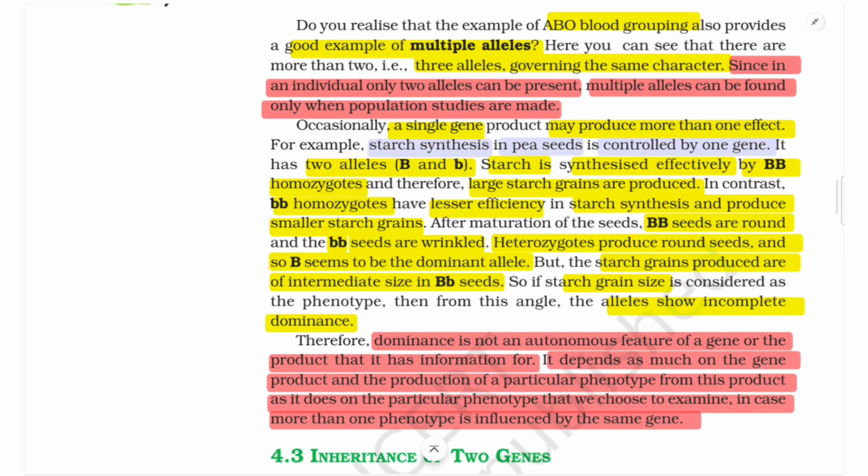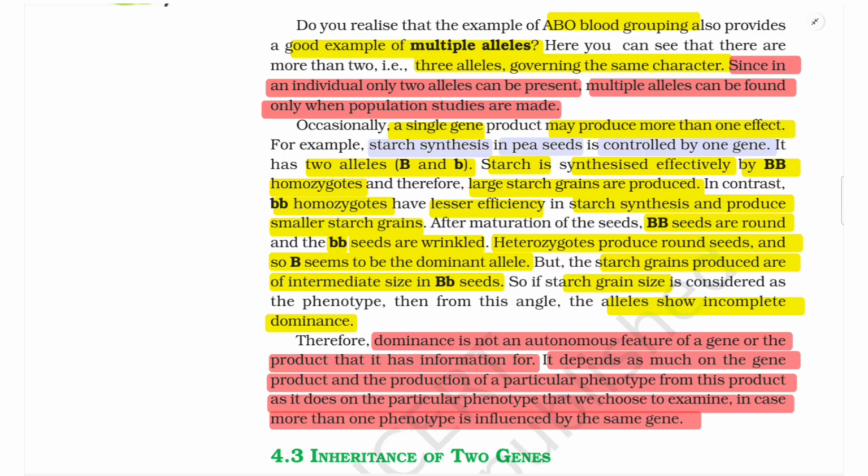Do you realize that the example of ABO blood grouping also provides a good example of multiple alleles? Here you can see that there are more than two, that is three alleles governing the same character. Since in an individual only two alleles can be present, multiple alleles can be found only when population studies are made. Occasionally, a single gene product may produce more than one effect.